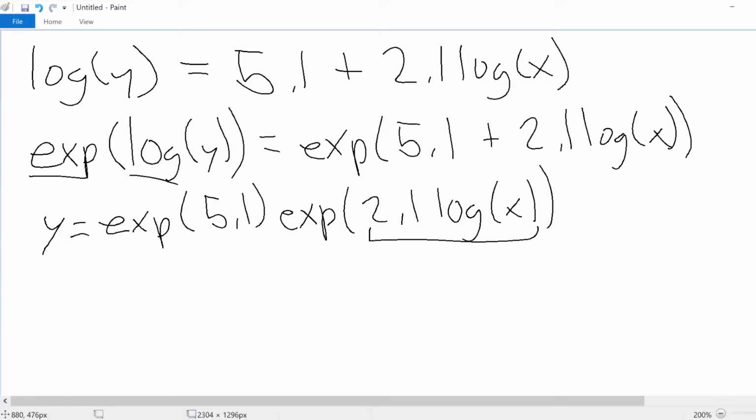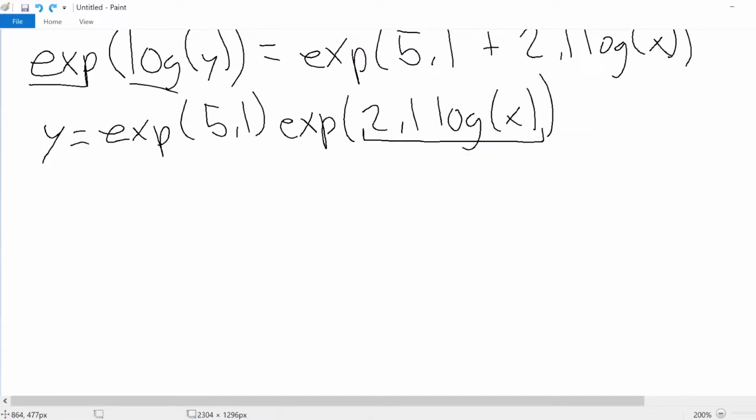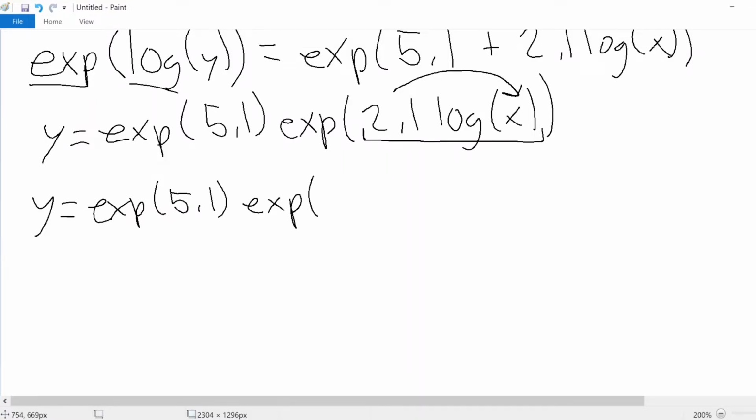If you recall, or if you have it up, there's a log rule where, when we have some value being multiplied by the log of just an x, then we can move this 2.1 into the exponent of the x. So that looks something like this: e to the log of x, and I'm going to use a caret here just so I don't have to write tiny, 2.1. That's what it looks like now.